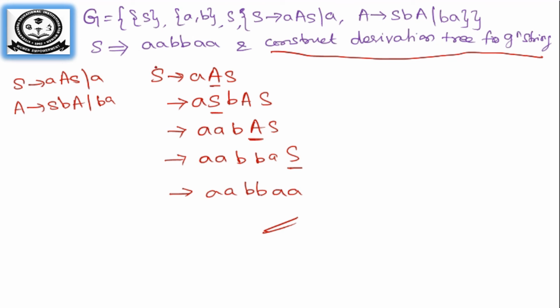So how do you construct it? So see the derivation form. With that we can form the derivation tree. So from the starting symbol, I have substituted AAS. Now for this A, I have substituted SBA. So substitute SBA. Now for this S, I have substituted A. So you will have A over here. And for this A, I have substituted BA.